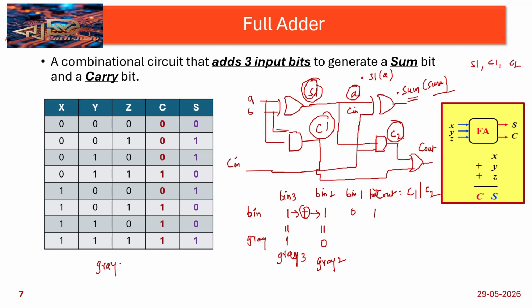So this output will be bin 3, and then gray 2, how we are getting that: binary third bit XOR with binary second bit. That is the output we are getting at the gray second bit. Similarly, do the XOR operation between binary 2 and binary bit 1, and I am getting the 1 output here. So 1 XOR with 0.